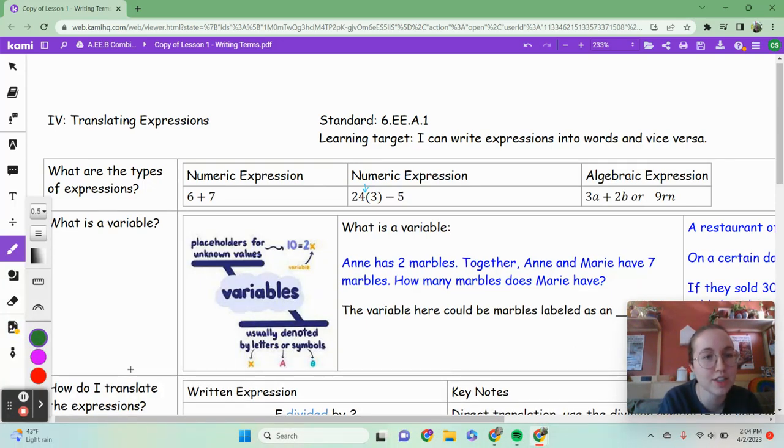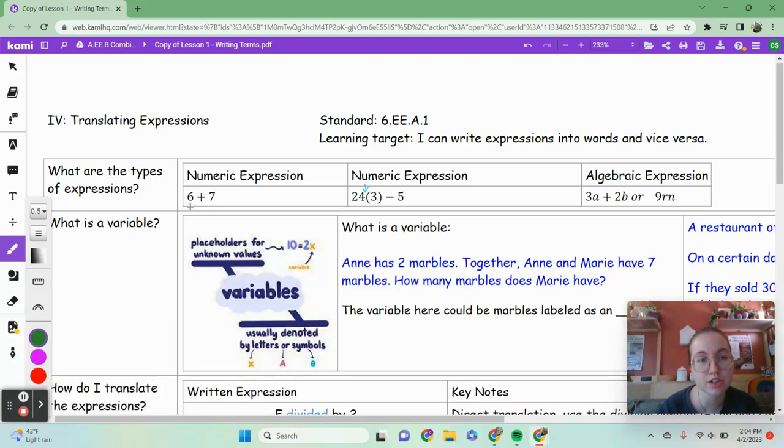Today we're going to be talking about translating expressions from numeric expressions or algebraic expressions to written expressions and vice versa. So let's start off with talking about the different types of expressions. We talked a little bit about numeric expressions at the beginning of last unit with order of operations because we were simplifying numeric expressions for that whole dang unit.